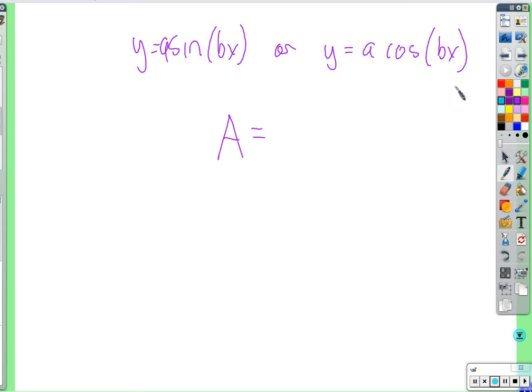Amplitude, the first one, A. Yes, A. But it's the absolute value of A, because if it's negative, it's still positive amplitude. Amplitude is always positive. And the period, how do we find the period? Something about this number in front of x. Yeah, so B. Well, it's not just B. 2 pi over B. Yeah, 2 pi over B. There's all the useful information all in one place.